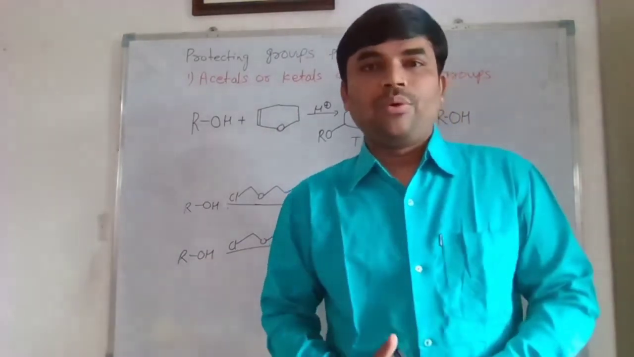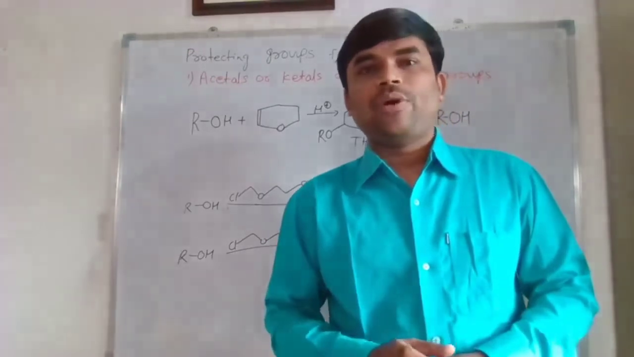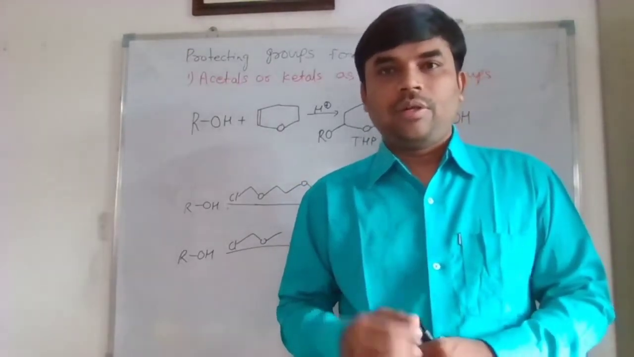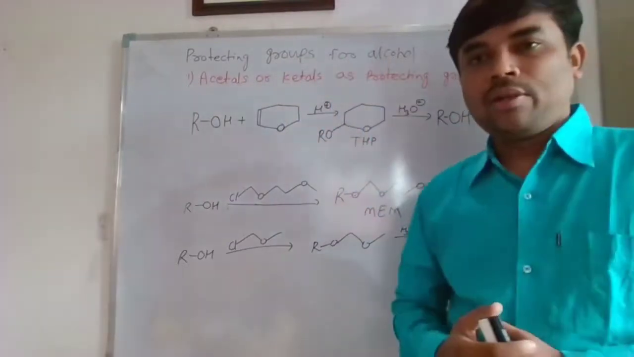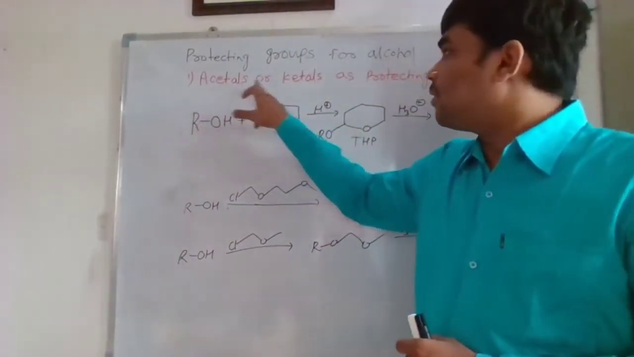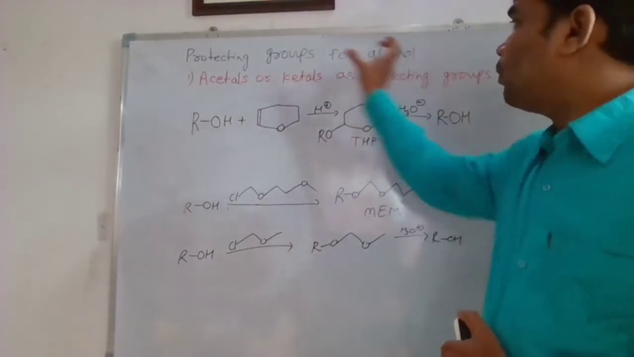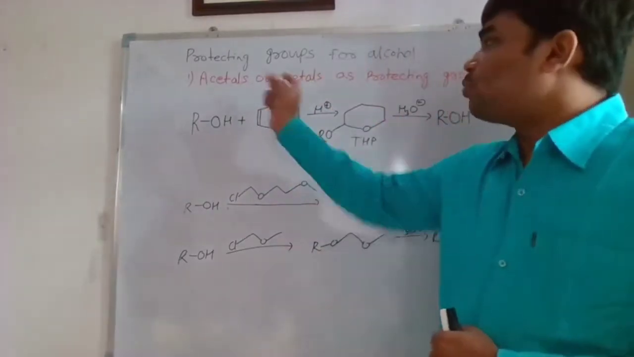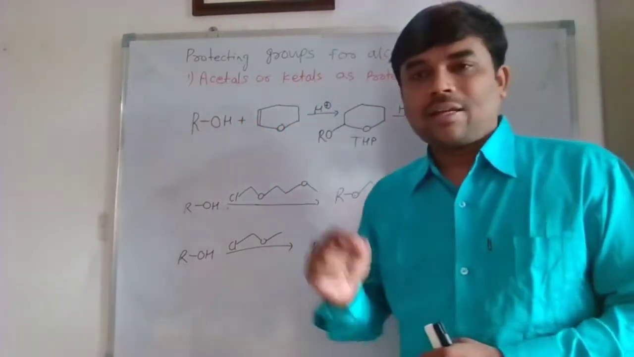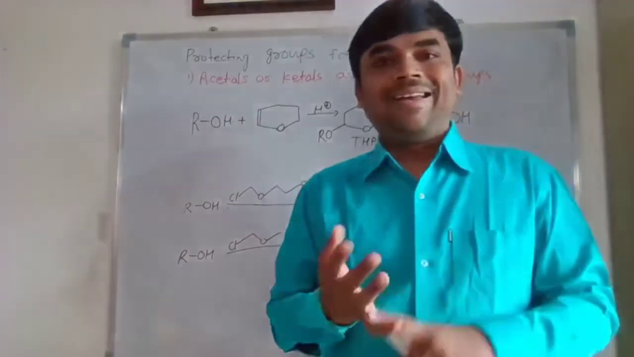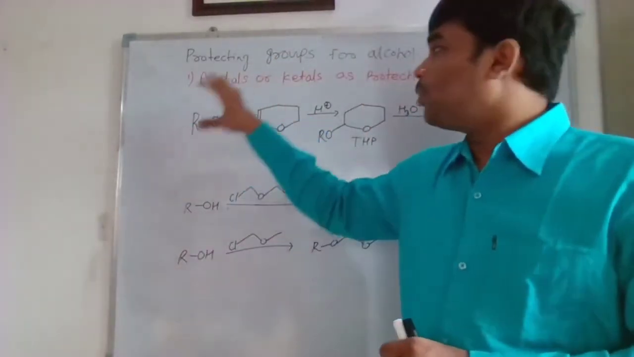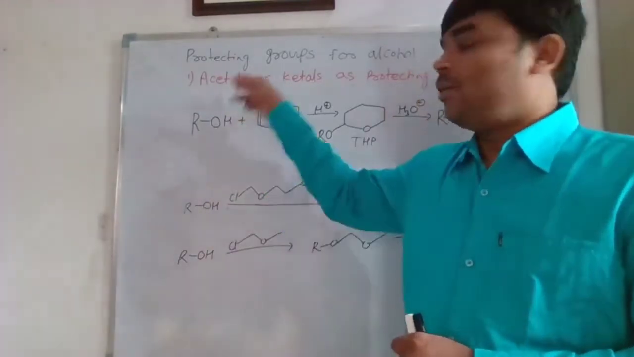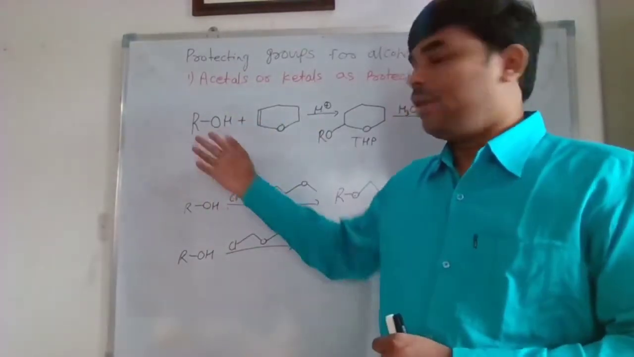In the previous video, we discussed some theoretical points of protection and deprotection. In today's lecture, we discuss protecting groups for alcohol. The first group is acetals or ketals as protecting groups for alcohol. As we know, acetals and ketals are protecting groups for aldehydes and ketones, but they are not only useful for the protection of aldehydes and ketones, they are also useful for the protection of alcohols.